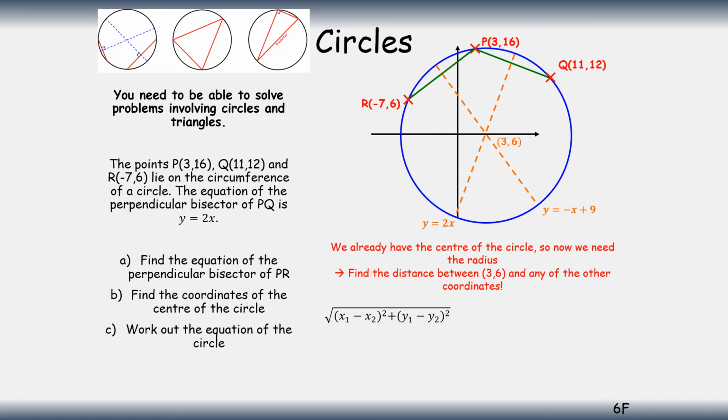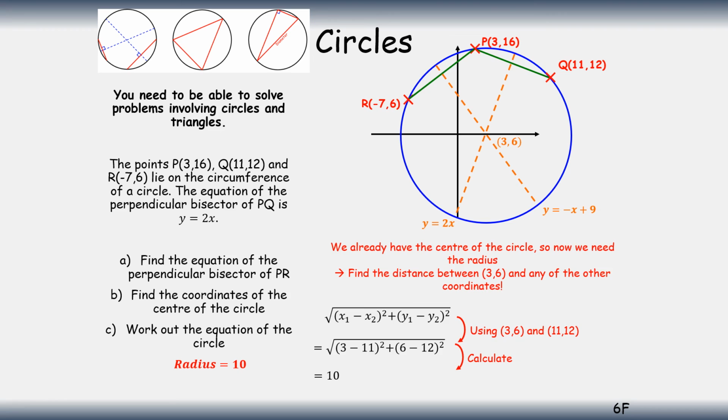Now we have the center of the circle. We could work out the radius. So what you have to do is just pick 2 points, the center and one of the points. You could choose P, Q, or R, because they all have the same radius. So using the distance between 2 points, I could work out the radius, which is 10.